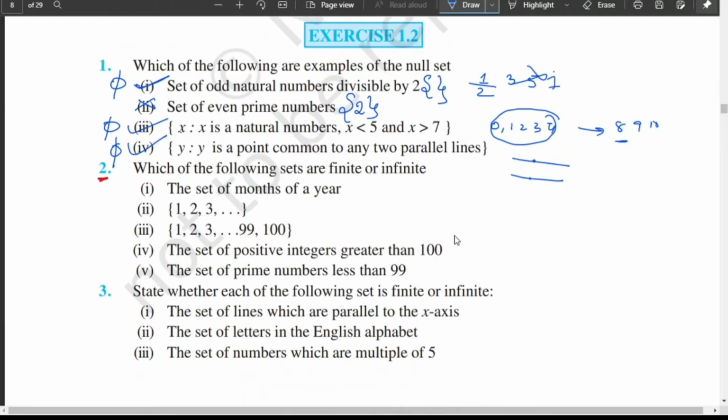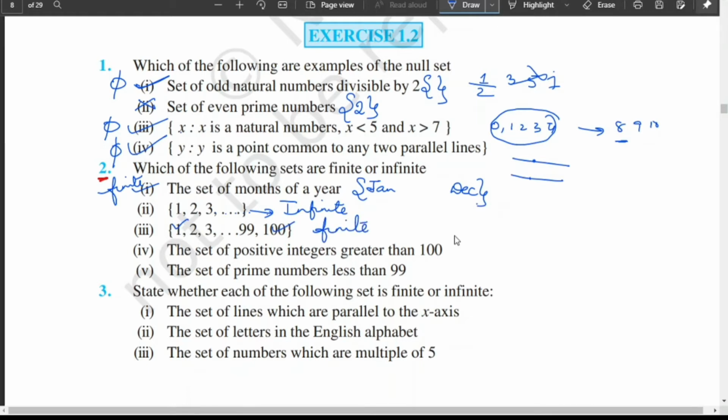Second one: which of the following sets are finite or infinite? The set of months of the year, yes, definitely it is finite, because we know it starts from January and ends with December. So this is a finite set. Then 1, 2, 3, dot, dot, dot, natural numbers. This one is infinite. It continues like that. Third one, it is 1, 2, 3, 4. Though it is up to 100, we know the starting and ending point. So it is a finite set.